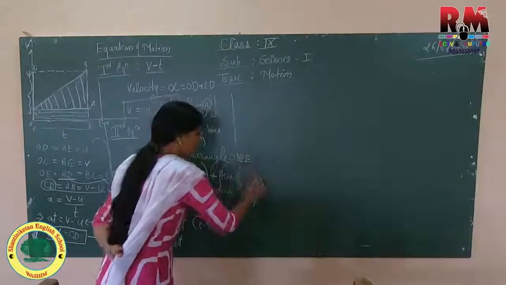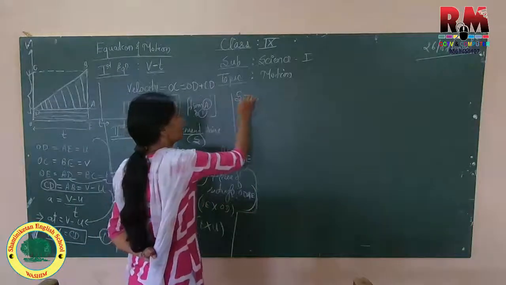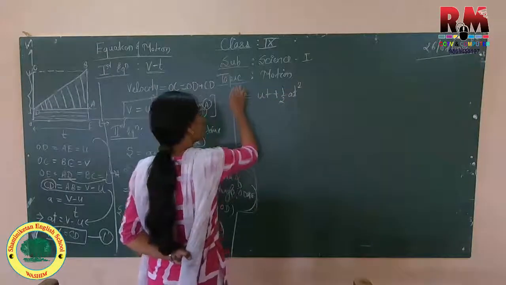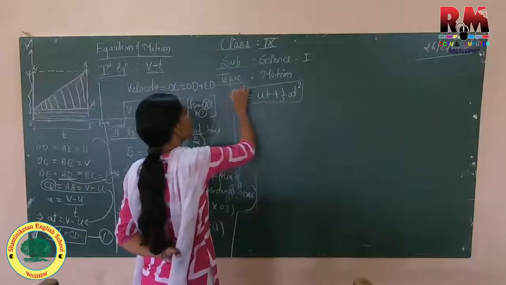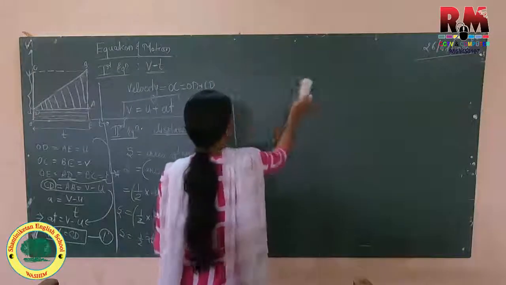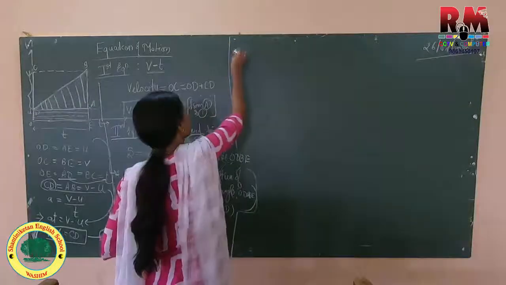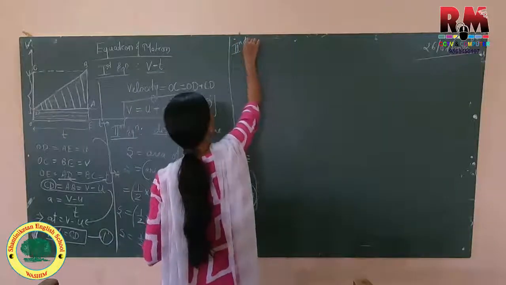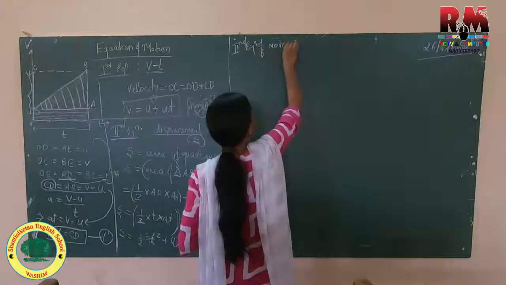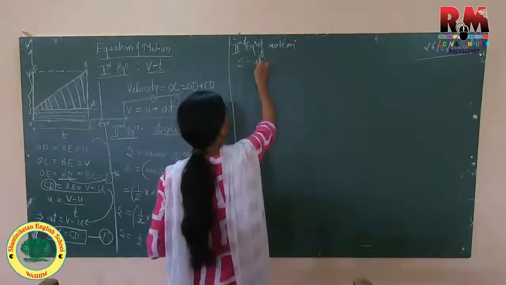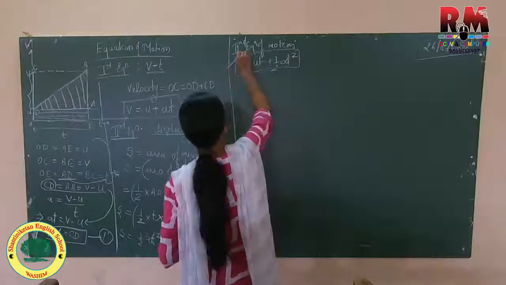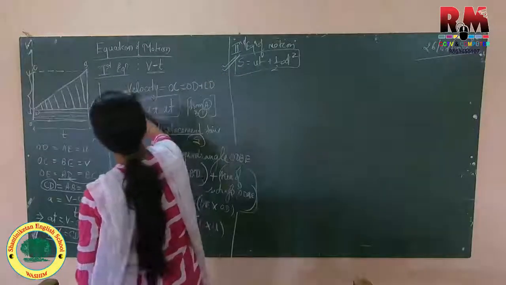Therefore, S is equal to ut plus half at square. This is the second kinematical equation. I'll erase this part, children. So the second equation of motion, the second kinematical equation or second Newton's equation of motion, is S is equal to ut plus half at square. This is first, this is second.